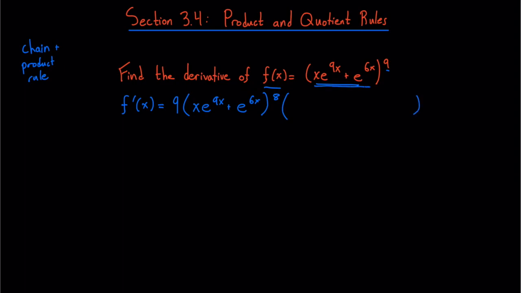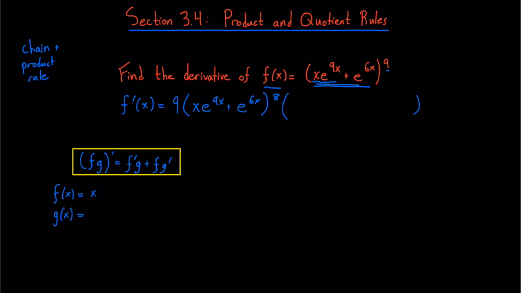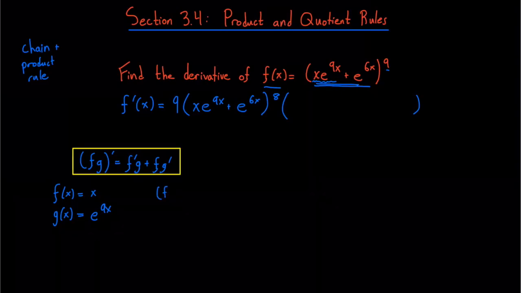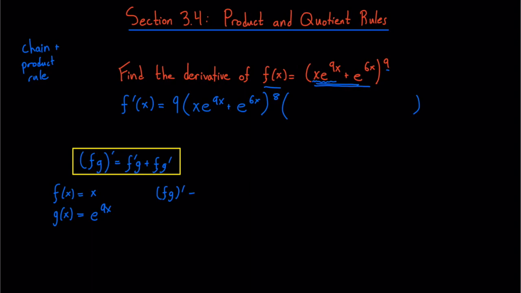To do this, we're going to first identify that this is a product rule. So we're going to rewrite. Before we do that, we need to remember the formula that we were given in the last section. So we're going to apply this, and we're going to say f of x equals x, g of x equals e to the 9x, and then we're just going to try to find the derivative when these two are multiplied together.